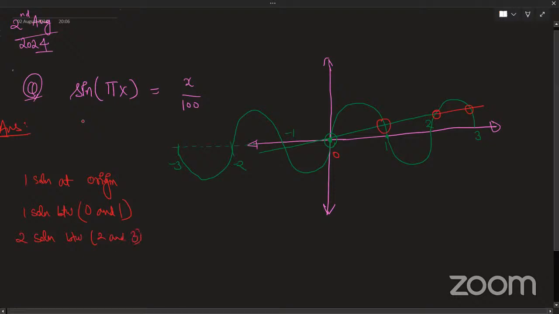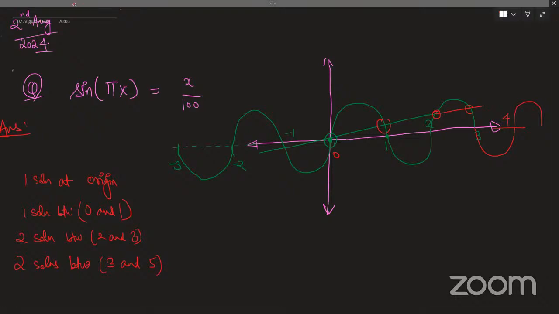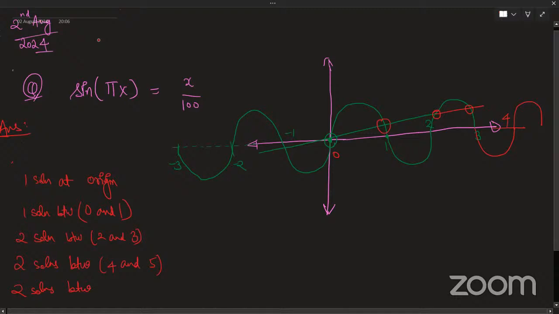Right? Similarly, I have two more solutions between 3 and 5. See, if you plot between 3 and 4, there will be no solution between 3 and 4. So again, there will be two solutions between 4 and 5. Right? Similarly, two more solutions between 4 and 5, then 5 and 6 will be down, so it will be 6 and 7 basically. So like this you will be getting solutions.